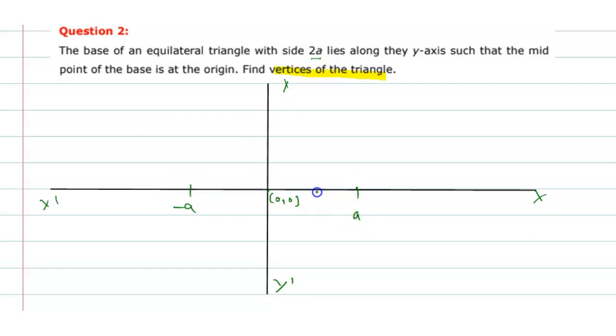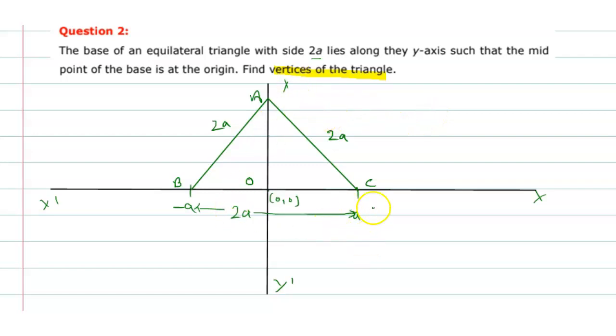So this is the base of the triangle, with the distance from this point to this point being 2a, and it is an equilateral triangle, so draw a triangle along the y-axis, and all sides are equal to 2a. Now let these be O, A, B, C. Now find the vertices of the triangle.